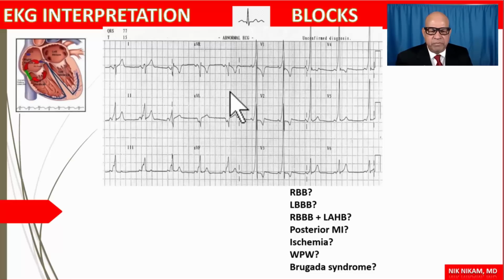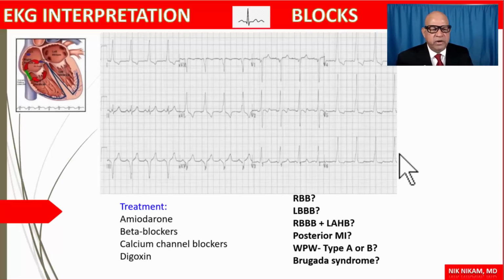So this is type A WPW, where we see tall R waves in the anterior leads along with the short PR interval and delta waves. This is an example of type A WPW. It may signal right ventricular hypertrophy, which is usually not the case, and you can also see some discordant ST-T changes in the same leads. Let's look at the next tracing.